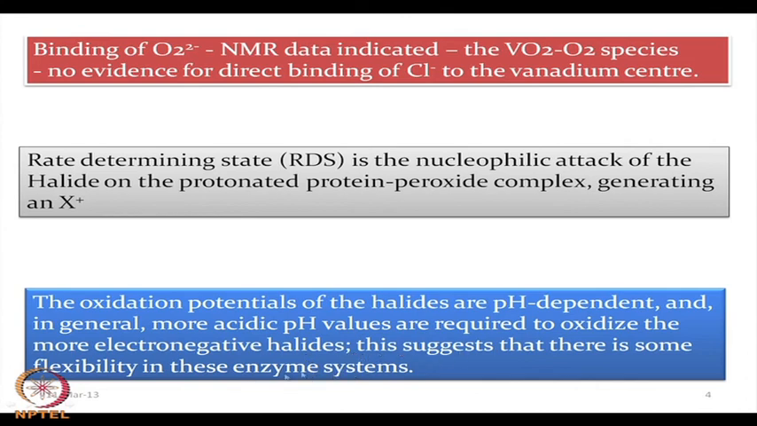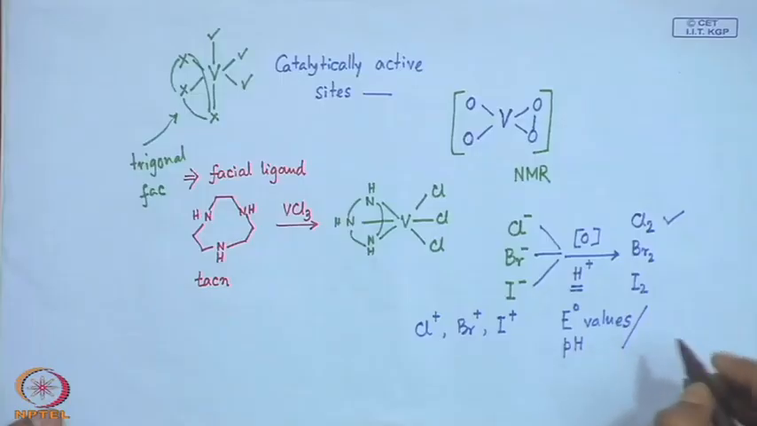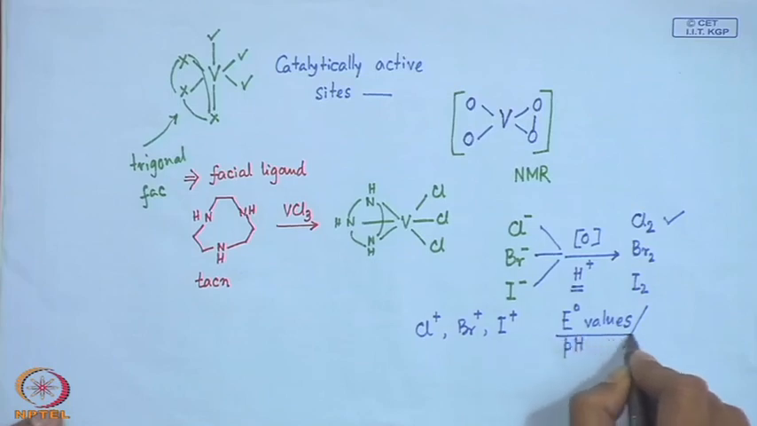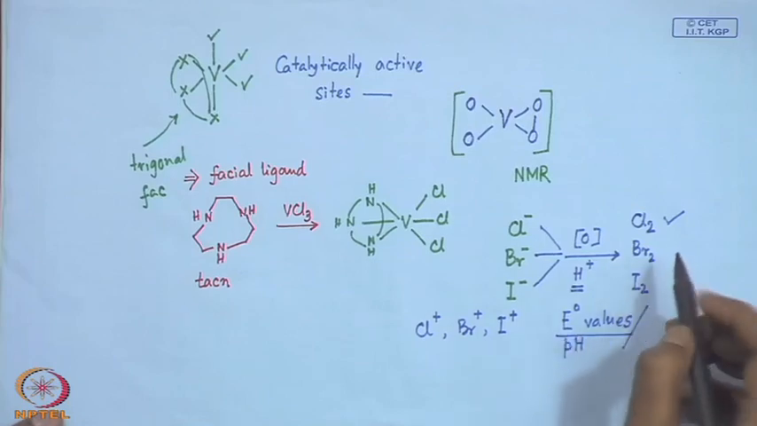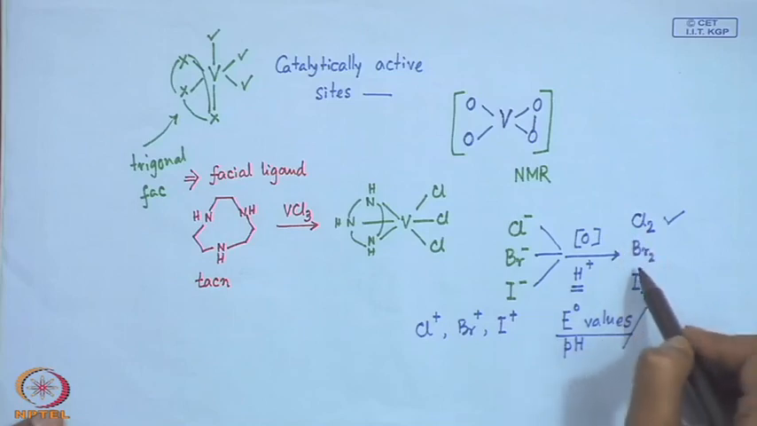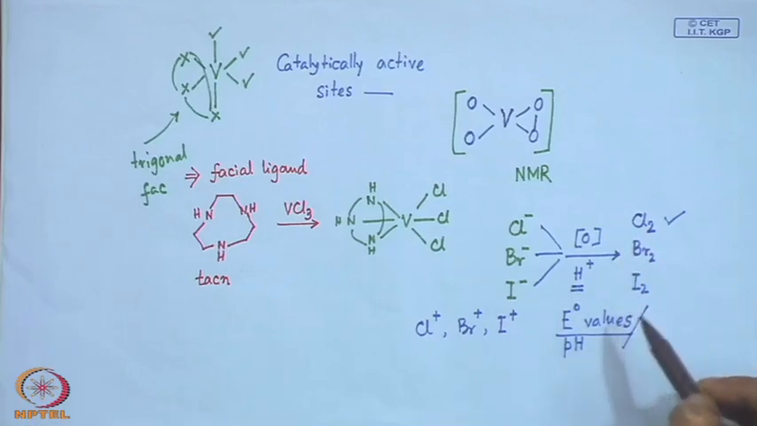So, the enzyme must have some suitable mechanism. It has some flexibility in this enzyme system to modulate the different E0 values, because the reagent is fixed: we have the vanadium center and the peroxides. But the enzyme should have some flexibility such that, depending upon the source of the enzyme, it definitely modulates the different E0 values. So, for the different enzymes we have different E0 values for the oxidations of Cl2, Br2 or I2. Okay. Thank you.